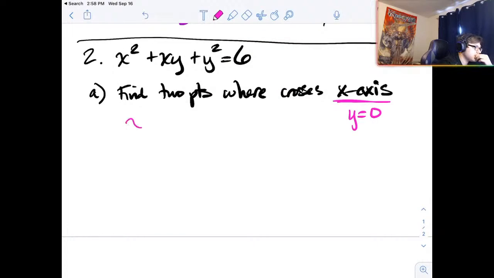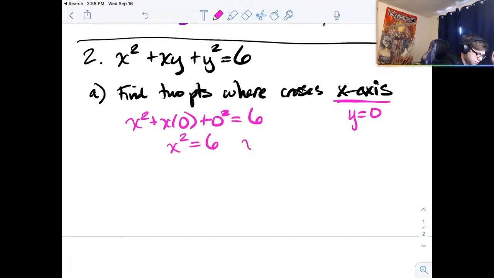So that's how I'm going to tackle the math on this particular question. Anytime my y value is equal to 0, that leads me to a little expression that says x squared equals 6. So x equals plus or minus the square root of 6 happens to be the 2 locations where that happens.